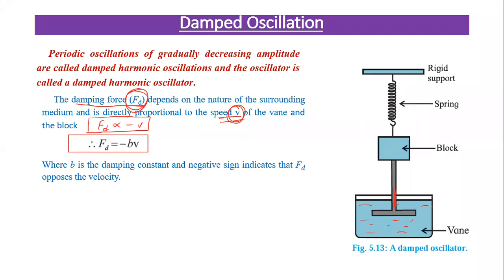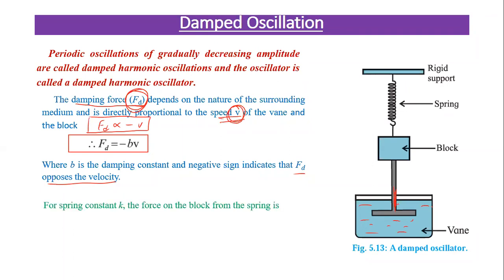The negative sign indicates that this damping force Fd opposes the velocity, or they are oppositely directed. Listen, as damping force increases, velocity decreases. They are opposing. Damping force opposes the velocity, and because of that, the negative sign is coming.